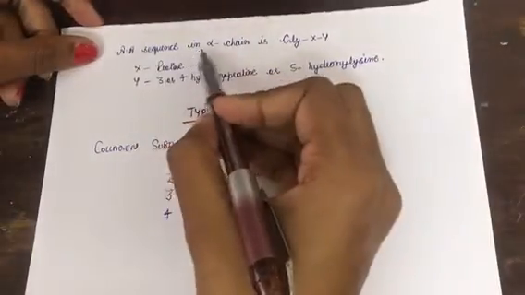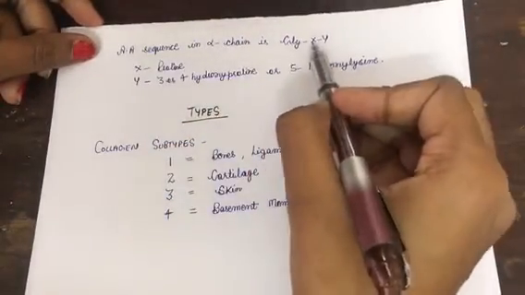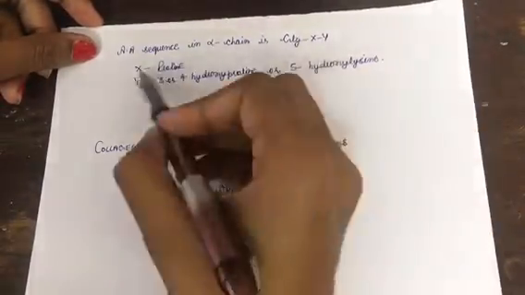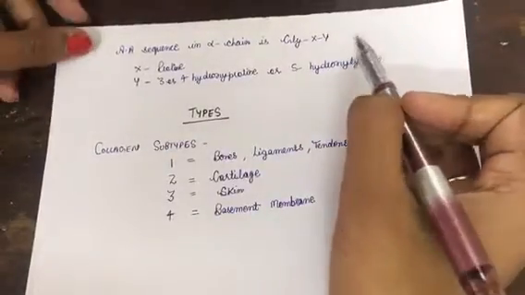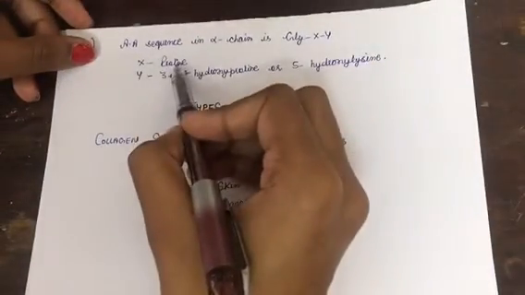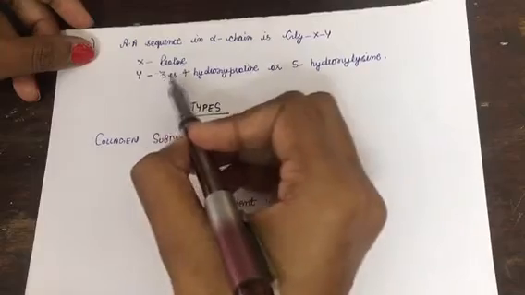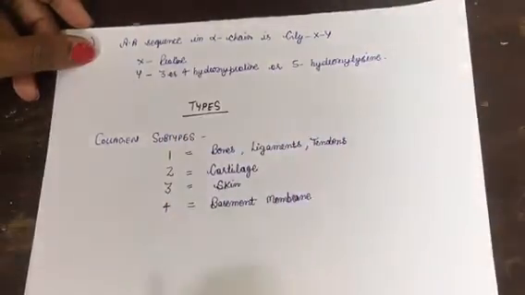The amino acid sequence in the alpha chain is glycine-X-Y, where X can be any amino acid, but mostly it is proline, and Y will be 3 or 4 hydroxyproline or 5 hydroxylysine.